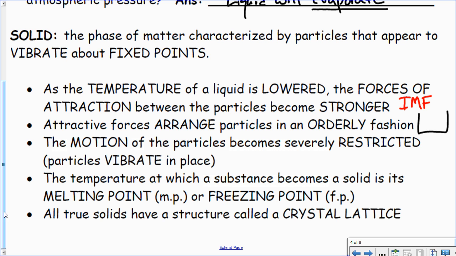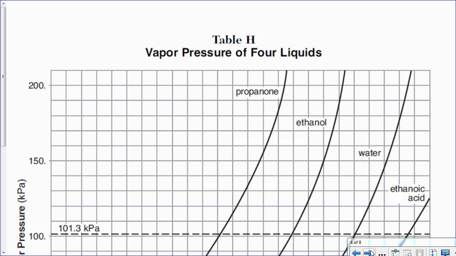We make the solids all clumped together in the bottom center of the container because those intermolecular forces take over. The motion of those particles becomes restricted. They only vibrate in place. They don't actually roll around the container. And the temperature at which a substance becomes a solid is its melting point or freezing point. Sometimes we call that the fusion point, where all the particles fuse together. That's where the heat of fusion starts to play a role. All true solids have a structure called a crystal lattice. Okay, that's just some definitions around what it means to be a solid.